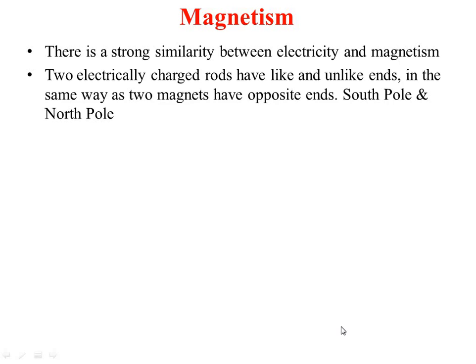So you can see that the two electrically charged rods have like and unlike ends. Similarly, the two magnets have two opposite ends. One we call a south pole, and the other we call a north pole. You have studied it in your school days, as well as in college, and you might have experienced it in your childhood also. You might have played with a magnet.